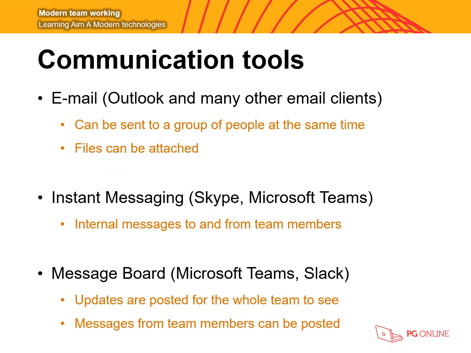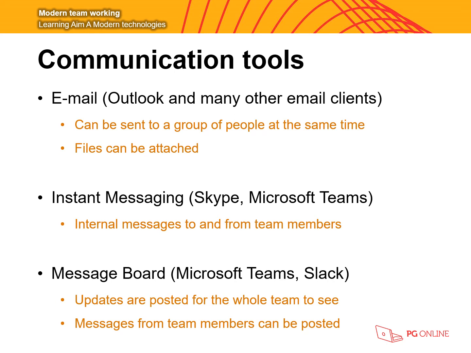The first one is email, or electronic mail. Now, this can be sent to a group of people at the same time. So in the To section, or the CC or BCC section, you may include several different email addresses, so many different people get the email at the same time. You can also attach files to your emails so people can see physical work that you have completed.